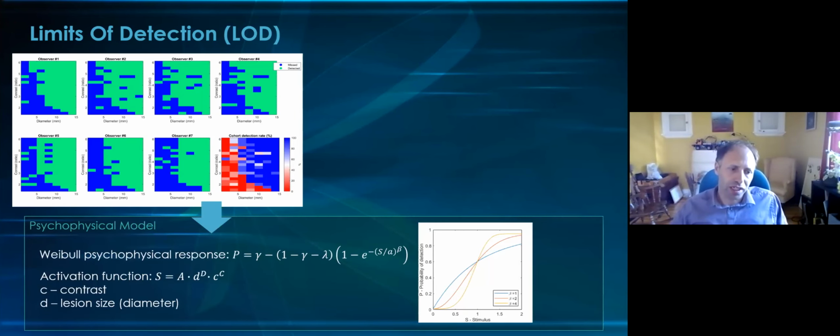What we've been working on is developing a psychophysical model that describes the response. So imagine that we fit a curve to these figures and we're able to create some sort of parameterized equation of the ability to detect these lesions. And what we're wondering is whether these parameters can be used as a benchmark to gauge the performance of the observers under different conditions or between observers.